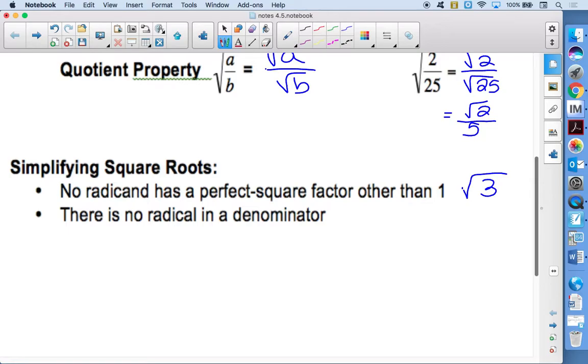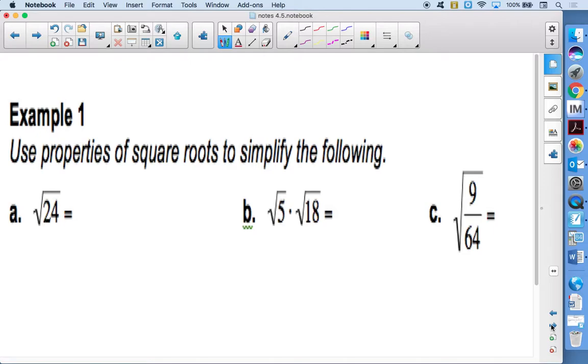The other reason it has to be simplified is that you can't have a radical in the denominator. So we can't have like 1 divided by the square root of 2, because that's considered an unsimplified fraction. So let's look at the next 3 problems here. These are pretty easy problems that we've already talked about.